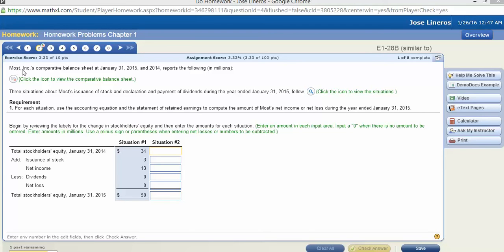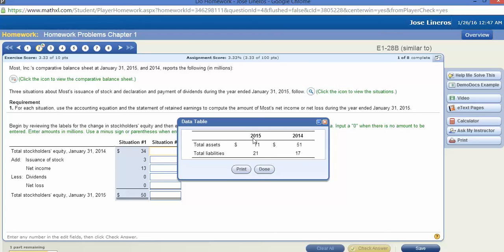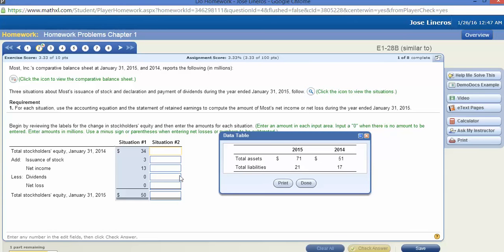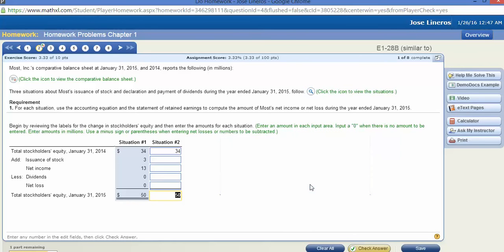And one of the first things I want you to notice here is it says that the comparative balance sheets at January 31st, 2015 and January 31st, 2014. So when you look at the balance sheets here, these are January 31st for each of those years. What you want to do is look at the situation and go ahead and frame it in terms of the beginning owner's equity in 2014, which is right here, this very first line, is the 51 minus the 17. 51 minus 17 is 34. So we're going to put 34 there. And then the ending here, total stockholders' equity at the end is 71 minus 21, which is 50. So we put 50. We're done with that.